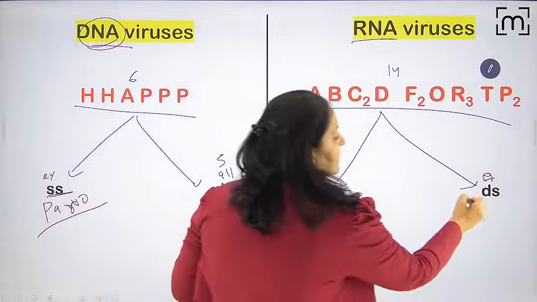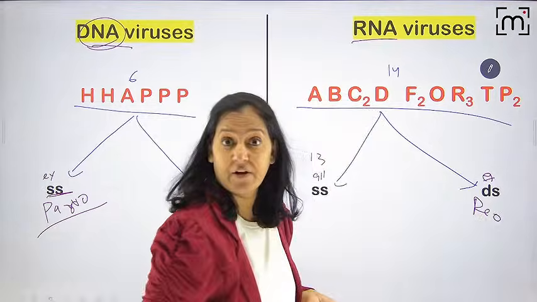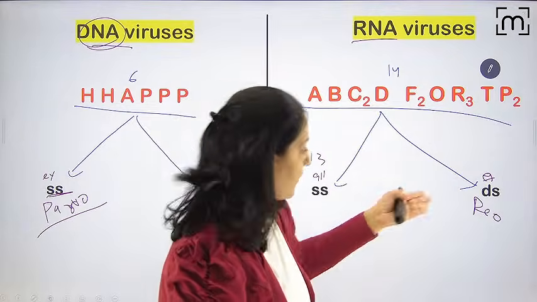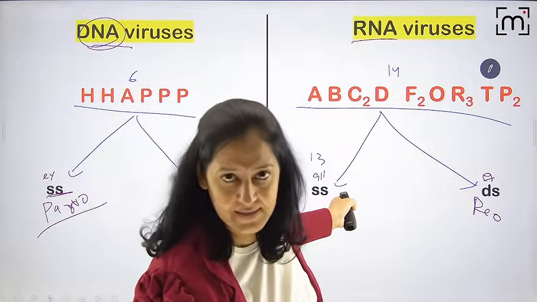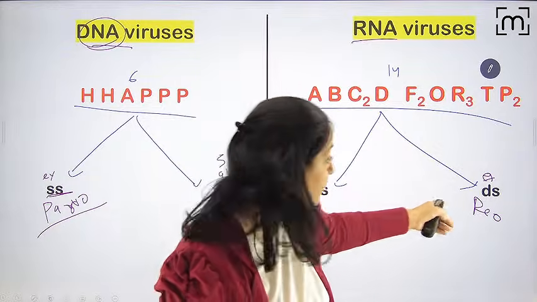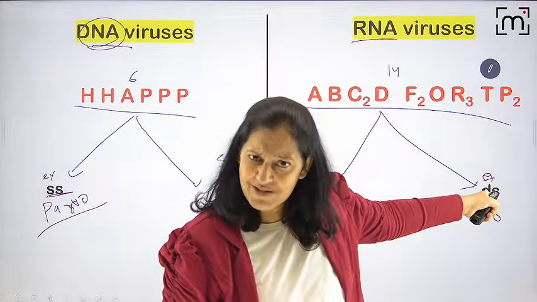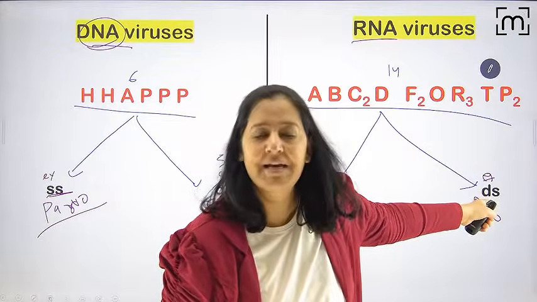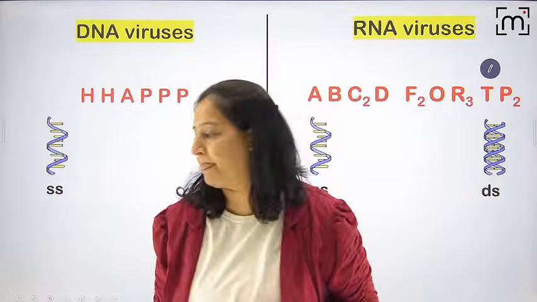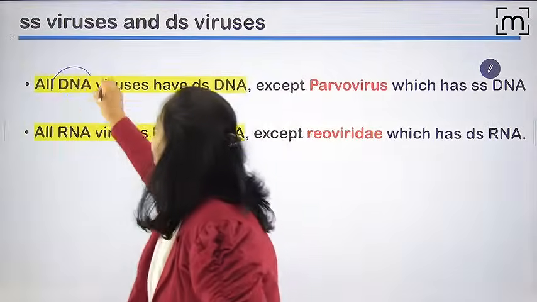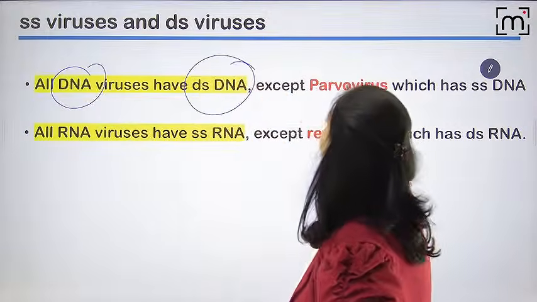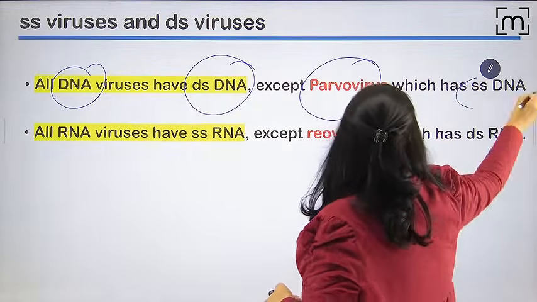Here, the exception is Rio. Rio virus is an RNA virus. It was supposed to be single-stranded, since RNA is a single-stranded molecule, but no, it is a double-stranded RNA. Can it happen? Yes. So Rio virus is a double-stranded RNA virus. Read it: all DNA viruses are double-stranded DNA except parvo, which is single-stranded DNA.